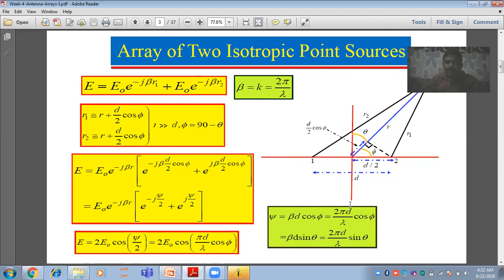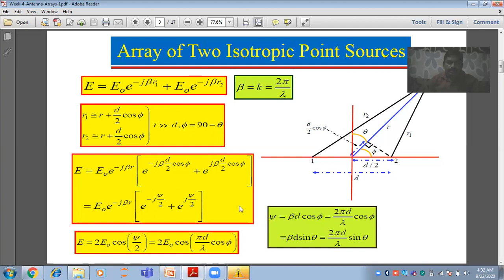What is phi? Phi is nothing but 90 minus theta. So you take cos of 90 minus theta, that will become sin theta. So overall, psi is equal to 2 pi by lambda into d into sin theta. That we have to observe.